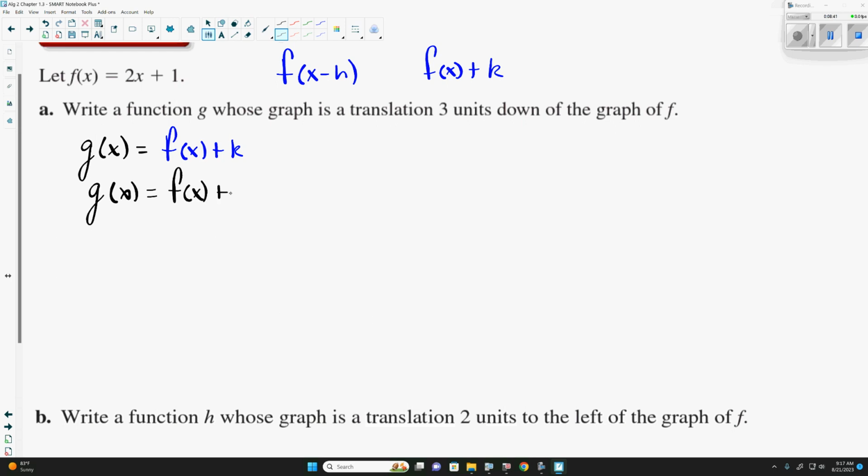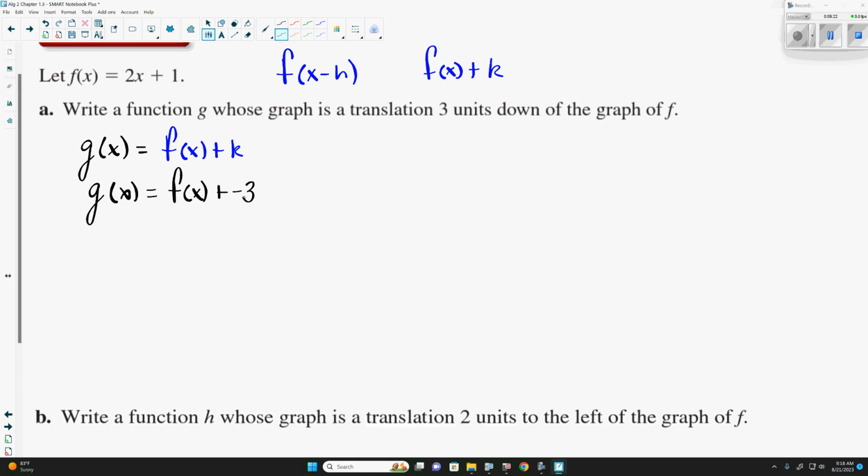We're not going to do anything with f of x yet, but we will. So how far is our movement? 3 units down, yes? So the value of k is 3, yes? But would the 3 be positive or negative? Negative, because we're going down. So I'm going to replace k with negative 3. Questions on anything we've done so far?